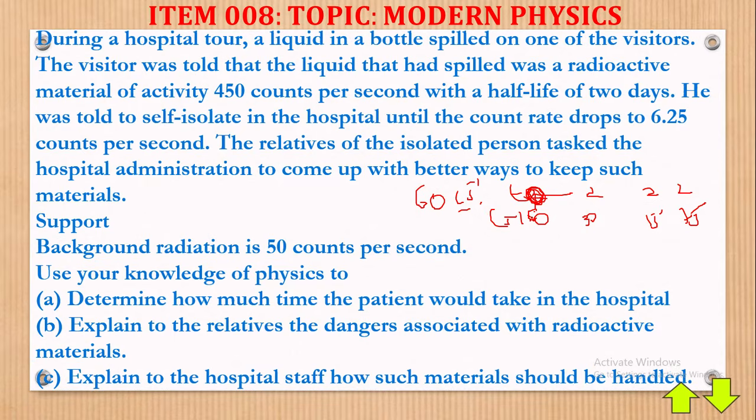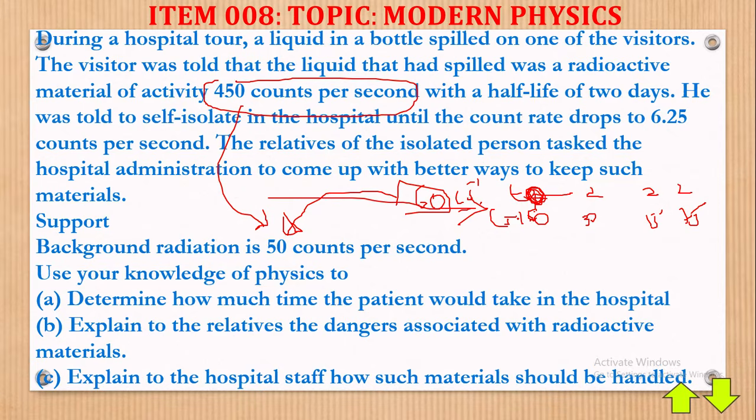Now on this, what you must know is that this 60 here is free from the background count rate. We don't calculate this one here. So when you have this value, you must first of all subtract this. The remainder is what goes into this kind of counting, because here they're asking that you use your knowledge of physics to determine how much time the patient will take in the hospital. You will only get the time using the half-life of 2 days versus the total count rates, and the end result should give us 6.25. That's where we should end. So when you go by reducing by half and we get 6.25, we shall stop there.